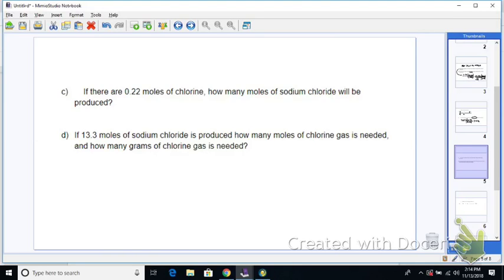I'd like you to do C, and I'd like you to do D, and I'll give you the molar mass of chlorine. You do a calculator. Molar mass of chlorine, 70.9 grams per mole. So what I'd like you to do is do C and D, and let's see if you got the answers for those.